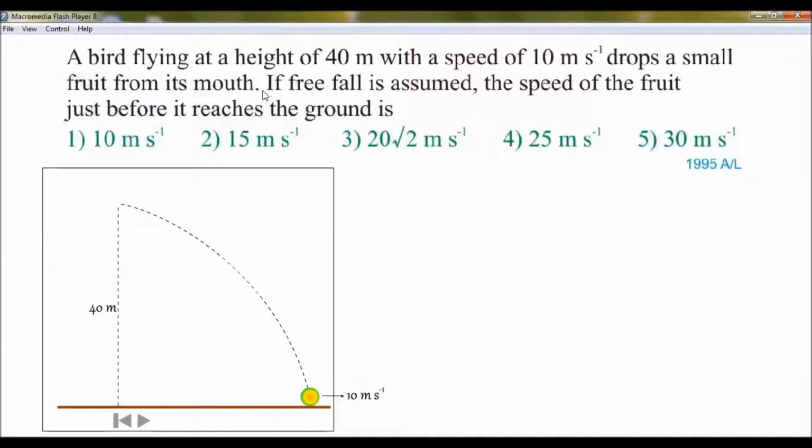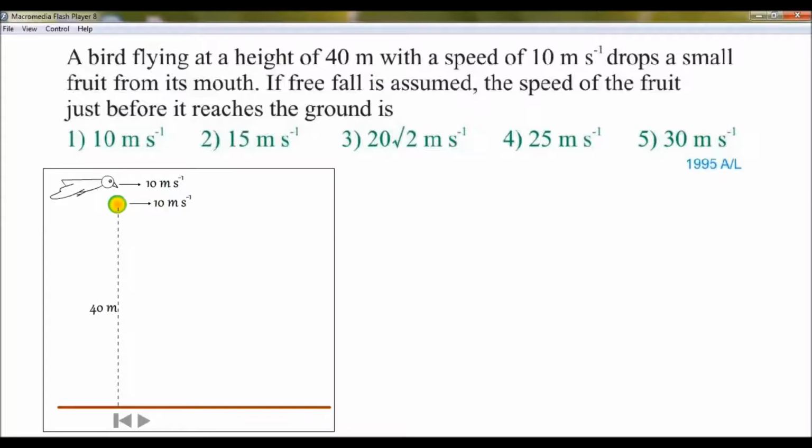In this question it says if free fall is assumed, which means we are asked to take gravitational acceleration as the vertical acceleration acting on the object. When we are going to find the speed of the object just before it reaches the ground, we have to find the velocity first. The magnitude of the velocity is the speed. There are 2 components of velocity on this object: one is the horizontal one, the other is the vertical one. So once we find the vertical, we can find the resultant. That is the speed.